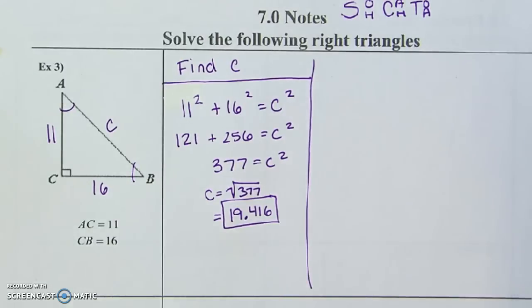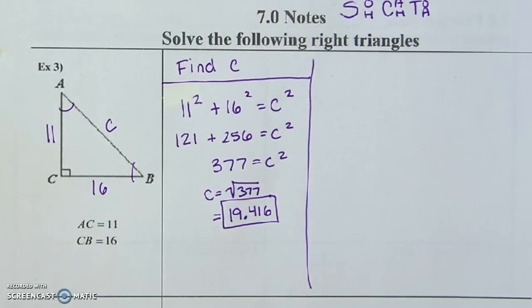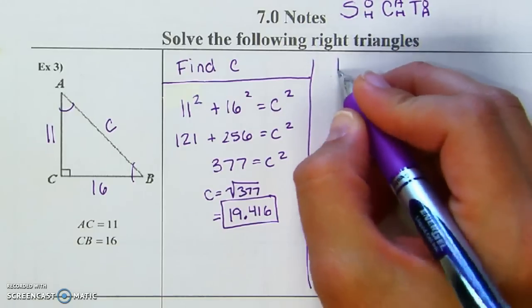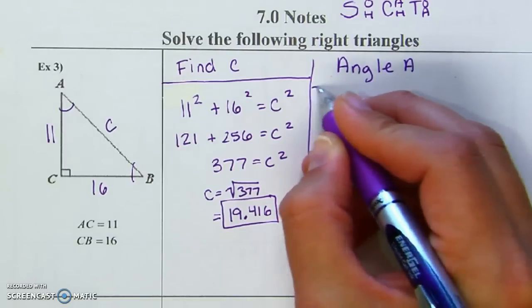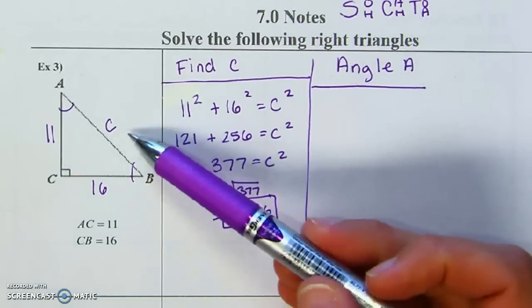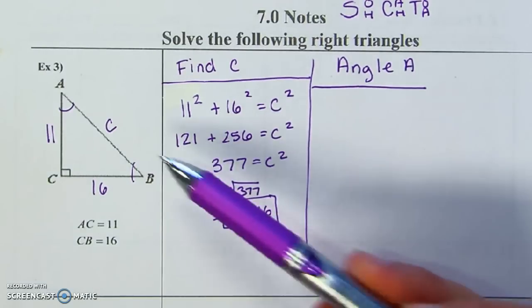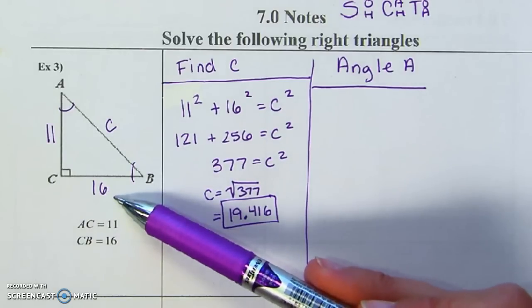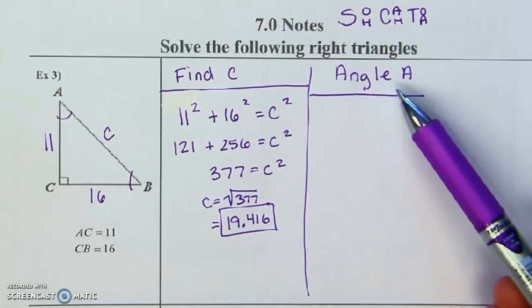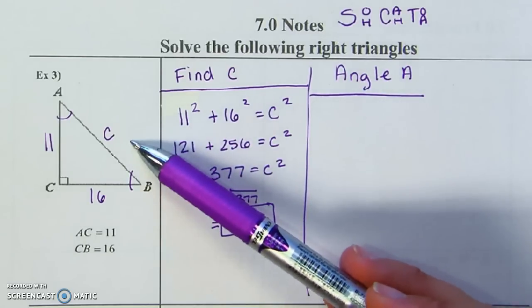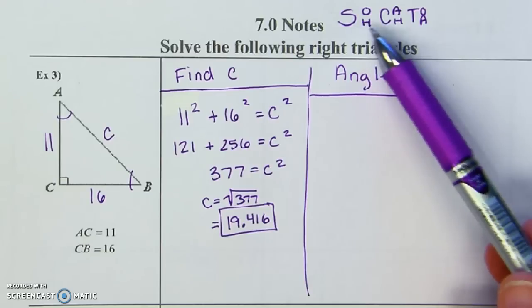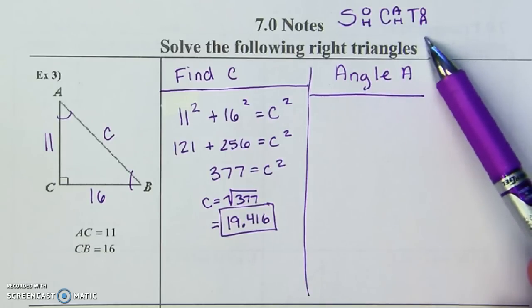All right, let's get into some trig. What should we find first? Let's find angle A. Now, I don't want to use side c. What if I made a mistake on that? So I'm only going to use the 11 and the 16 to find angle A. So which trig function is the right one to use? Remember, I said I'm not going to use the hypotenuse, so I don't want sine and I don't want cosine. I'm going to use tangent.